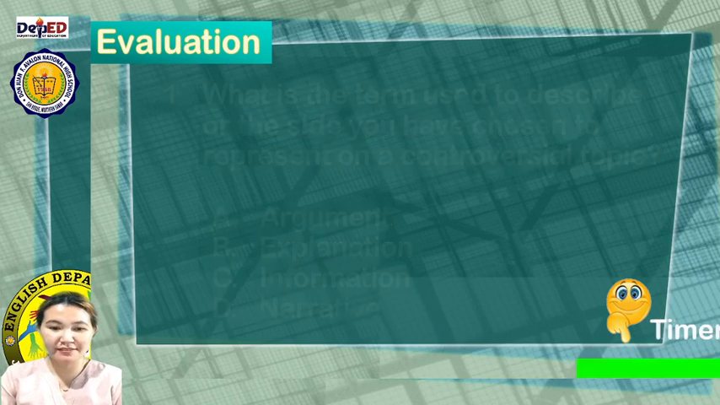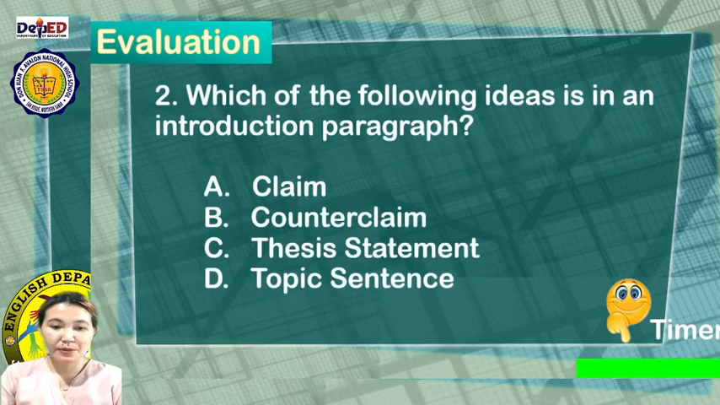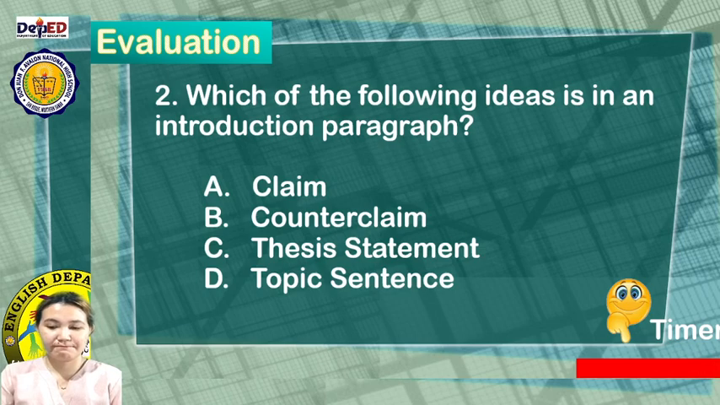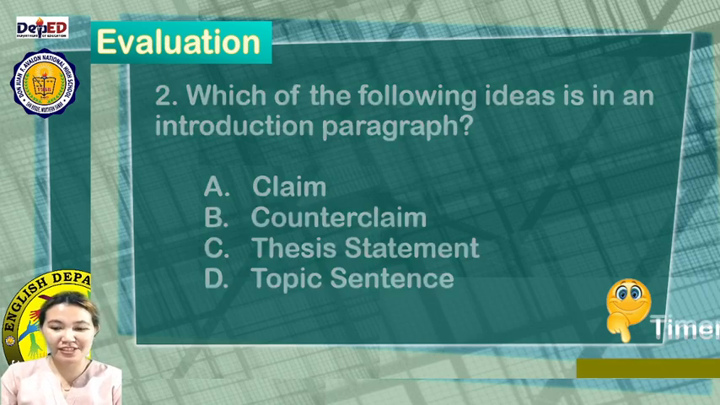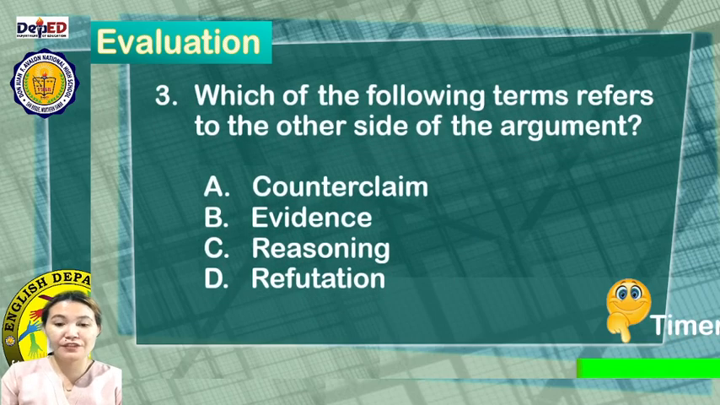Okay, next question. Which of the following ideas is in an introduction paragraph? A. Claim. B. Counterclaim. C. Thesis statement. D. Topic sentence. Okay, next question. Which of the following terms refers to the other side of the argument? A. Counterclaim. B. Evidence. C. Reasoning. D. Reputation.